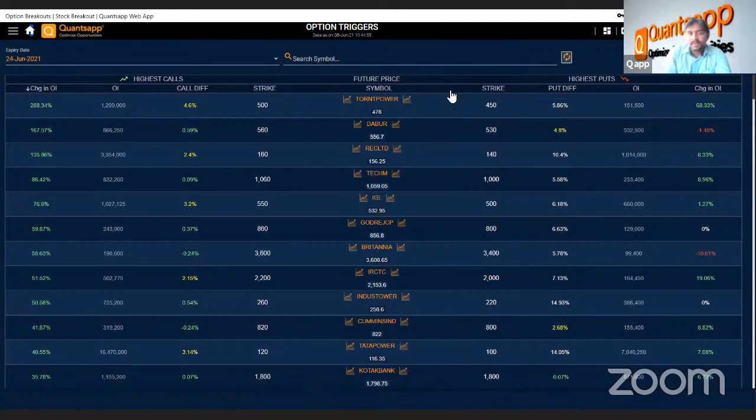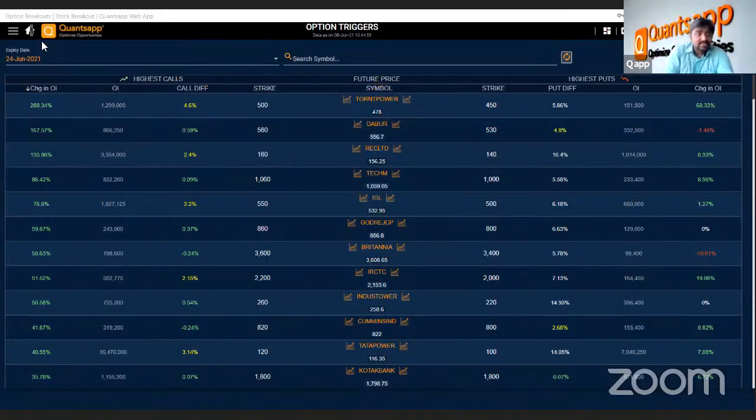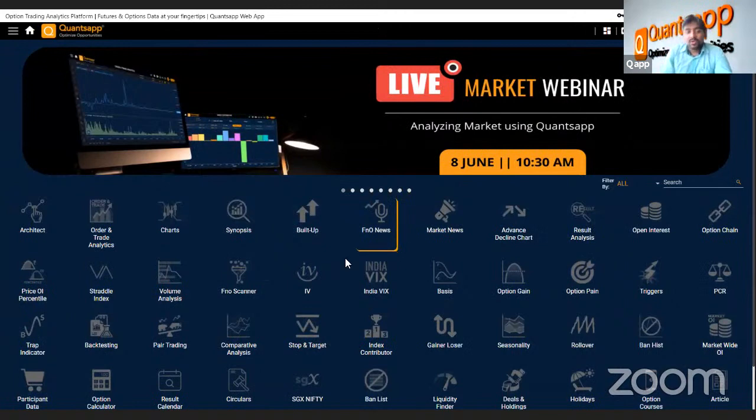So if we check this particular stock, Torrent Power, the current price is 478. Now, if we check the 500 strike price, that's showing a bit of unusual activity, with a huge addition of 288%, right? But that strike price is 5% above the current price, right? So you can check some unusual activities by looking at the triggers, specifically on the basis of OI.